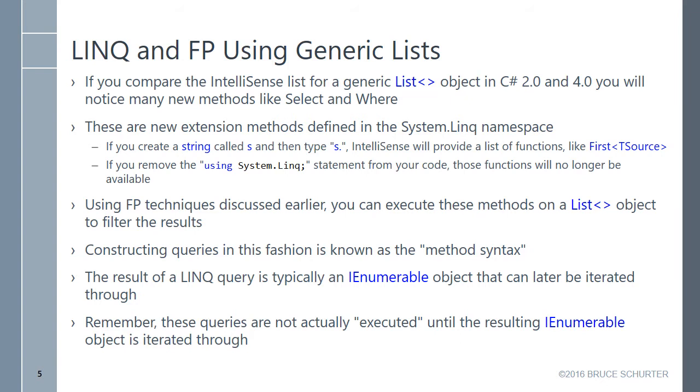So using functional programming techniques discussed earlier, you can execute these methods on a list object or array or anything that exposes an enumerable type. So we can filter the results. Constructing queries in this fashion is known as the method syntax. The result of a LINQ query is typically an IEnumerable object that can be later iterated through. Remember, these queries are not actually executed until the resulting IEnumerable object is iterated through.